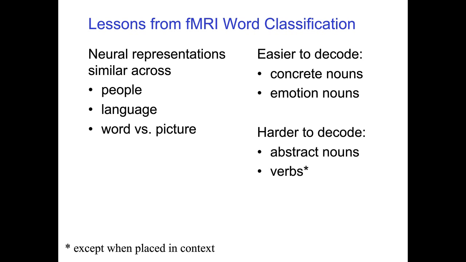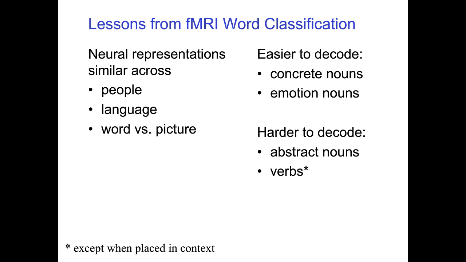In fact, we also found that we could train on words, H-A-M-M-E-R, and then decode which picture, let's say a picture of a hammer, you're looking at. Again, that's evidence that the patterns of neural activity that we're picking up are really fundamentally about the meaning of the concept and not the low-level percepts you're considering.